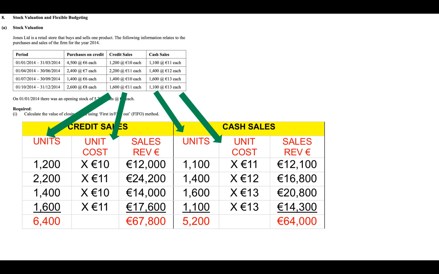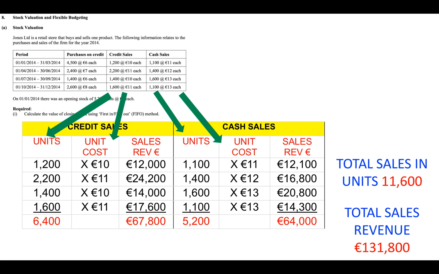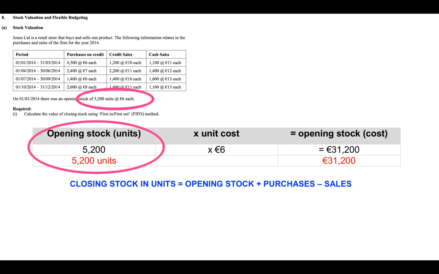The cash sales, when we tot them all up there, 5,200 units. When we multiply them then by the selling price per unit, we get sales revenue of 64,000 for the cash sales. So when we're adding them up all together, the total sales in units were 11,600 units, and the sales revenue, when we add them both up, €131,800. Then the opening stock, we have 5,200 units at €6 each. So when we multiply that out, we get the opening stock figure of 31,200.